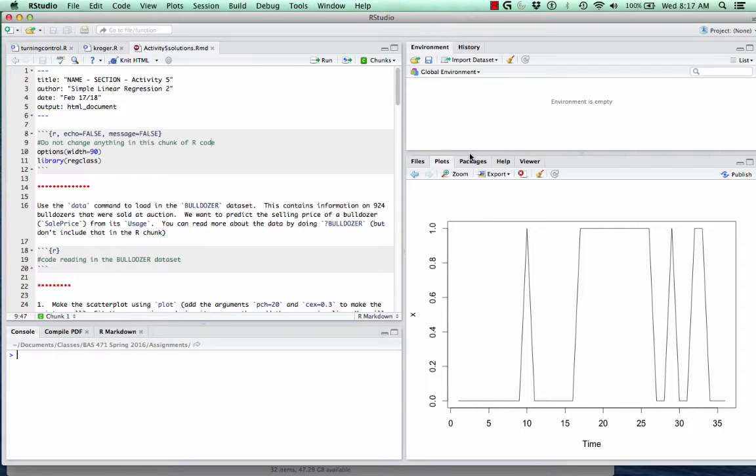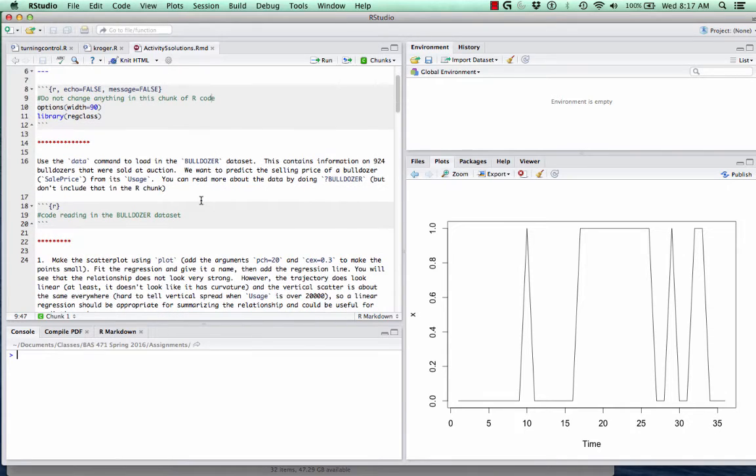Let's work through Activity 5, where we get practice making predictions, making transformations of variables, and checking assumptions. For this data, we are going to load in the bulldozer dataset, which records the selling prices of bulldozers that are sold at auction. We're interested in predicting and studying the relationship between selling price and various quantities.